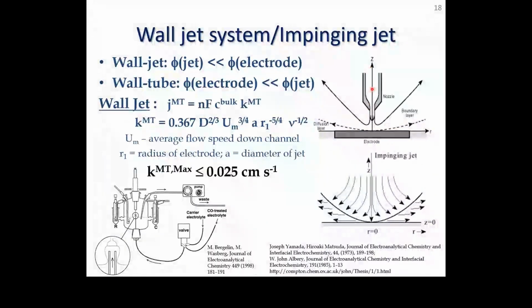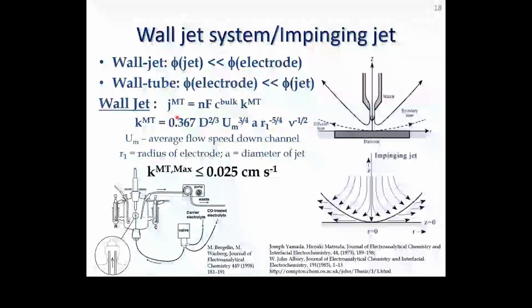In this case, what we do is we physically pressurize the electrolyte and actually squirt it through a nozzle at an electrode, so that the electrolyte comes squirting out here, hits our electrode, and then is actually deflected. And in the case of a wall jet, the diameter of the jet, that is this diameter here, is very much less than the diameter of the electrode. And for the wall tube, the diameter of the electrode is very much less than the diameter of the jet. So these give two limiting cases that can actually be easily mathematically analysed.